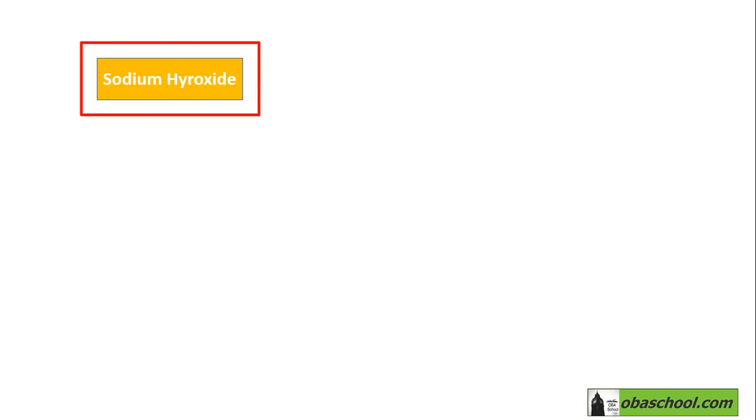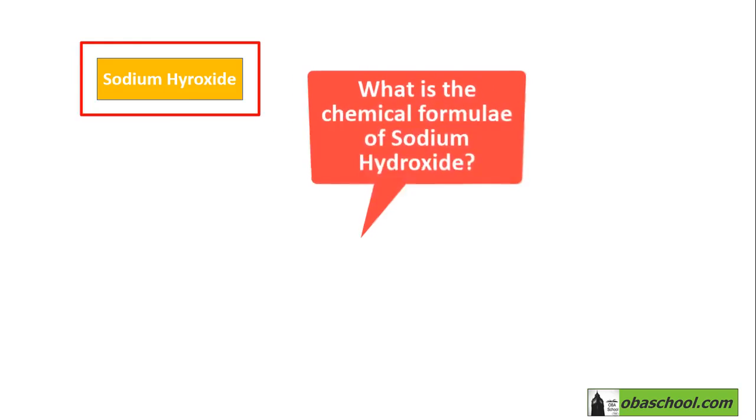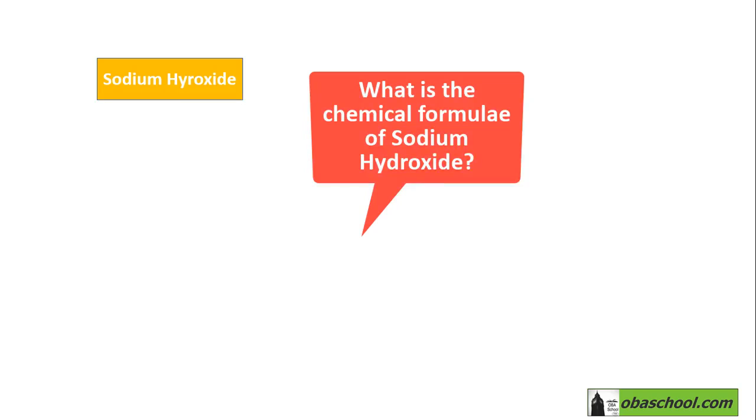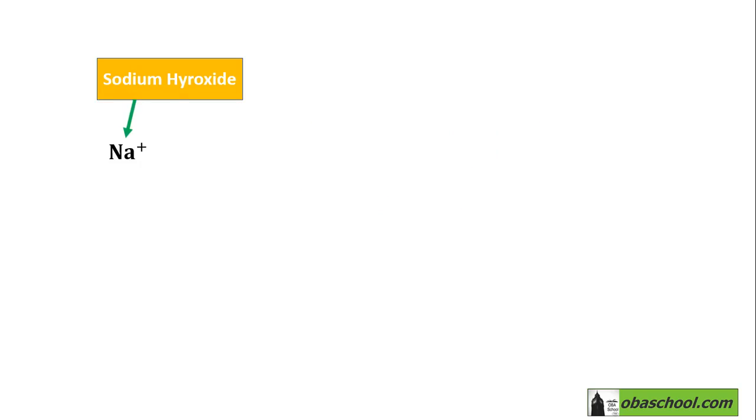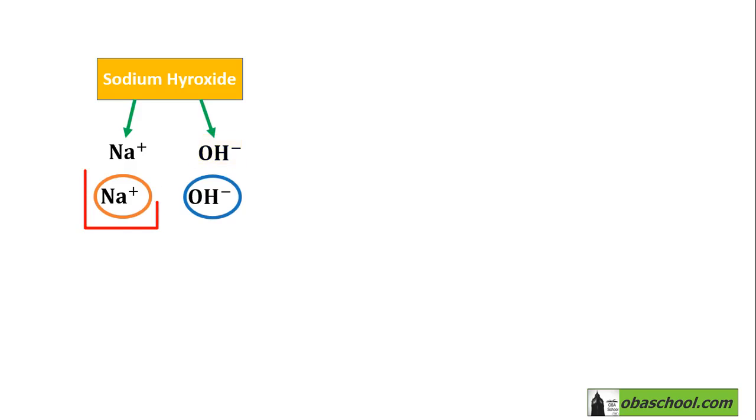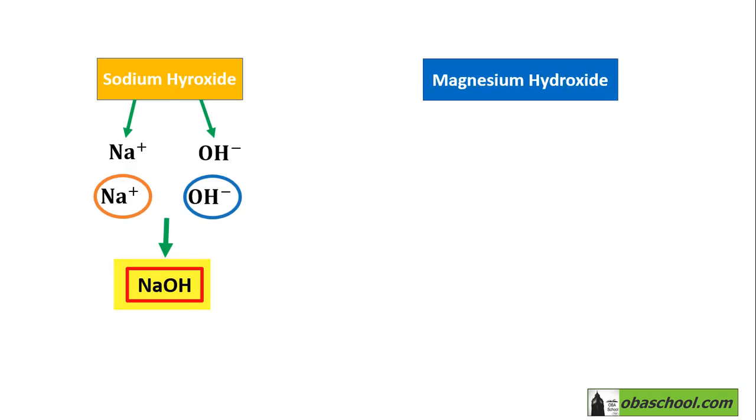Now, let's see what the chemical formula of sodium hydroxide is. Let's discuss it together. As we know, sodium is in group 1, so it will always give the Na+ ion. And we know that the hydroxide ion is OH-. If we look at the charges, the plus 1 from the Na and the minus 1 from the OH will cancel each other to give us a total charge of 0. So the chemical formula of sodium hydroxide will be NaOH.